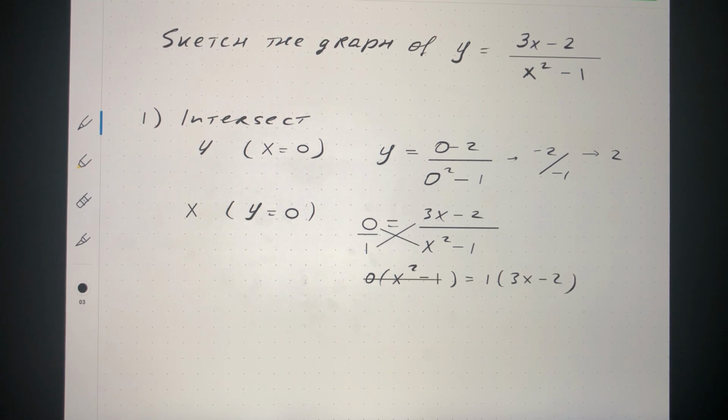0 times anything is 0, so that's 0 is 3x minus 2. Solving for x, we can add 2 to both sides and then divide by 3. So the x-intercept is 2/3.